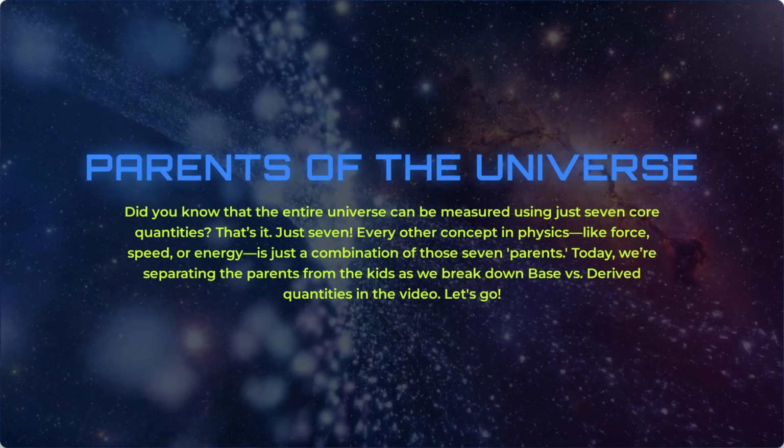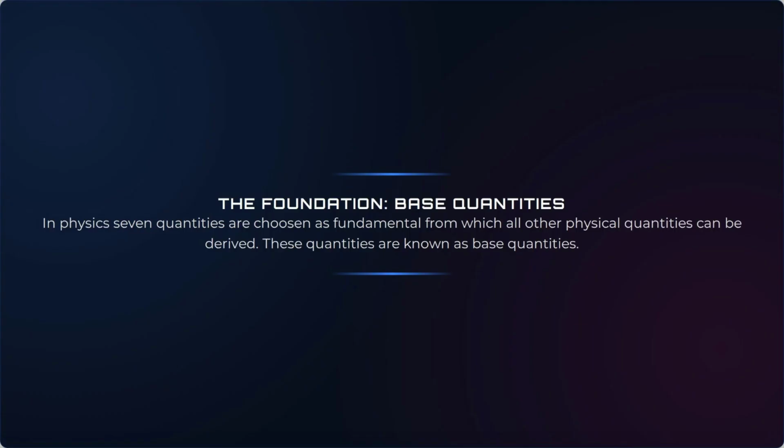Did you know that the entire universe can be measured using just 7 core quantities? That's it, just 7. Every other concept in physics, like force, speed, or energy, is just a combination of those 7 parents. Today, we're separating the parents from the kids as we break down base vs derived quantities in the video. Let's go. In physics, 7 quantities are chosen as fundamental from which all other physical quantities can be derived.